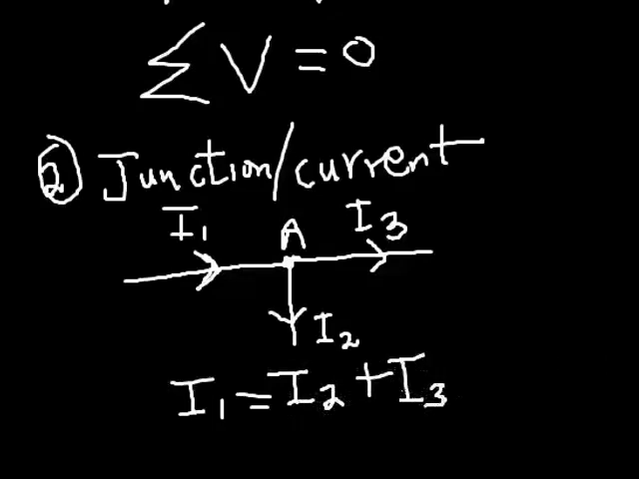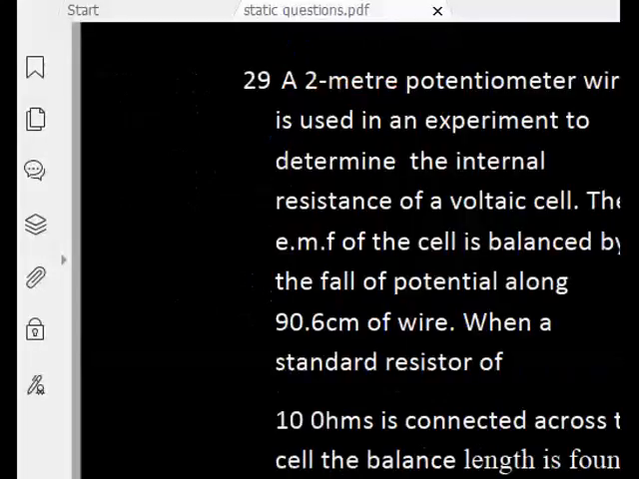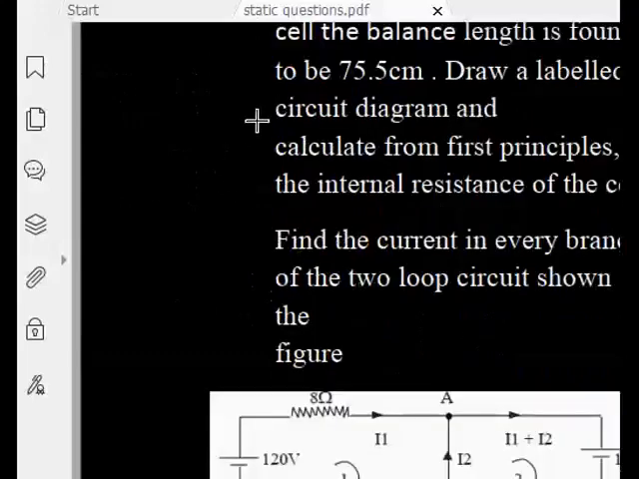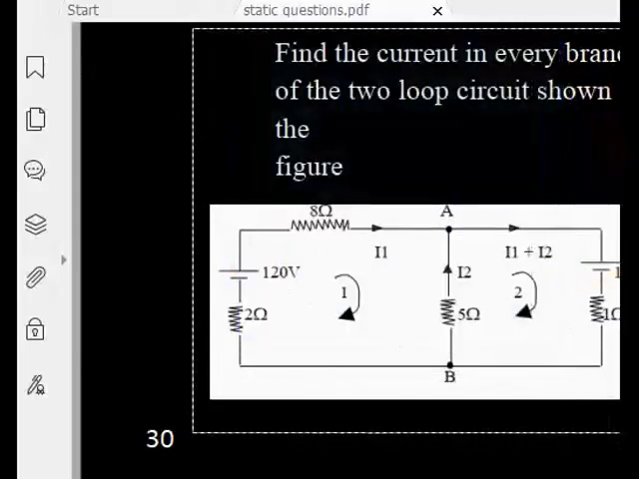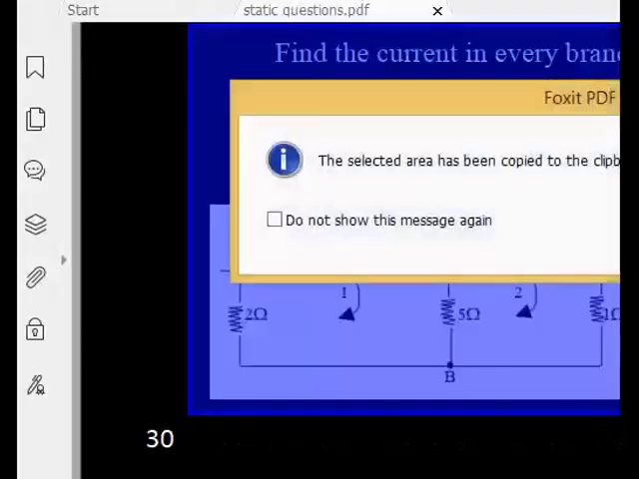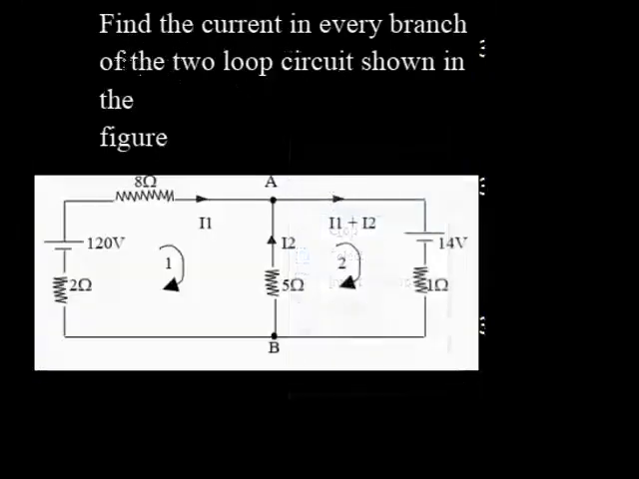All right, so we are going to be looking at a question that applies Kirchhoff's rule. So that's what we're going to do now. This is the question. It goes like this: find the current in every branch of the two-loop circuit shown in the figure.